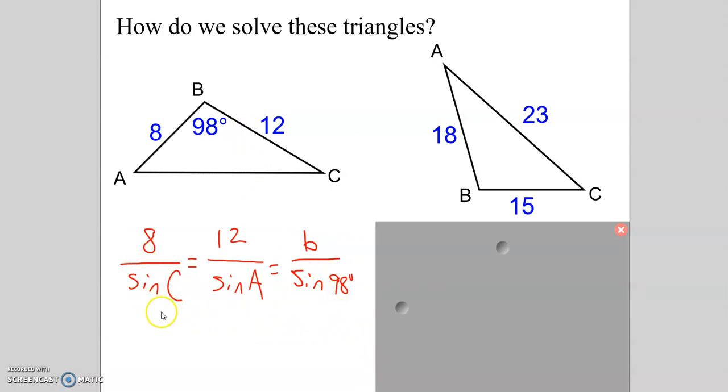You might notice something not so great about this setup: in each fraction here we have one variable, which means if we take any two of these and set them equal to each other, we will have two variables and won't be able to solve the equation. If you take a look at this one, the same thing happens.